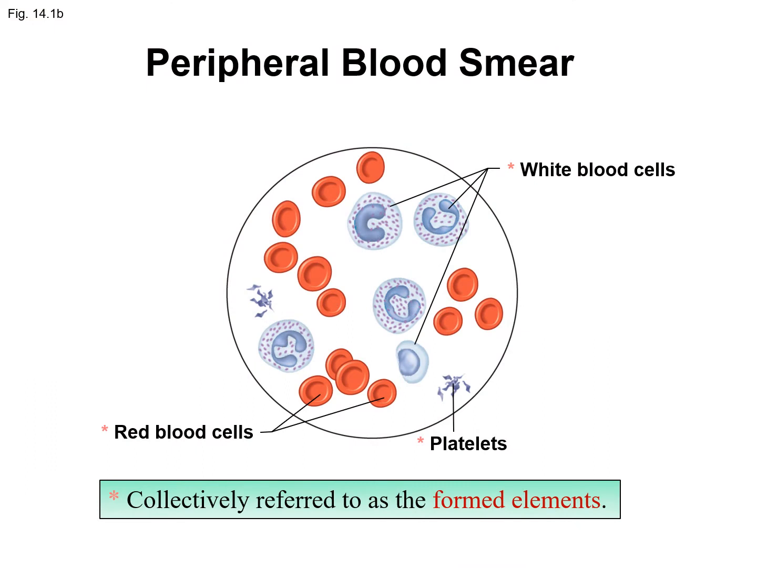Here we see the three types of cells in our blood. These are sometimes referred to as formed elements, and those are indicated, of course, by the asterisks. You all have heard of red cells, white cells, and platelets. We'll be talking more about those in some detail, obviously, in this chapter.